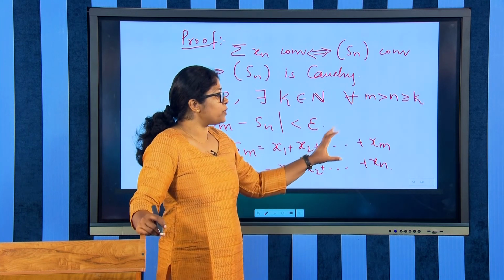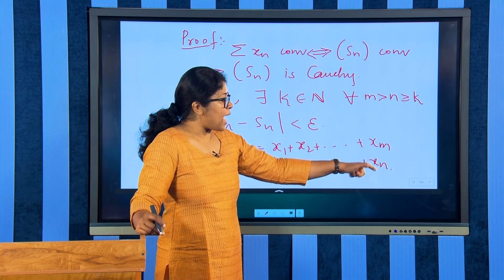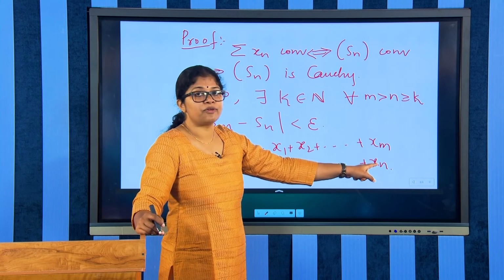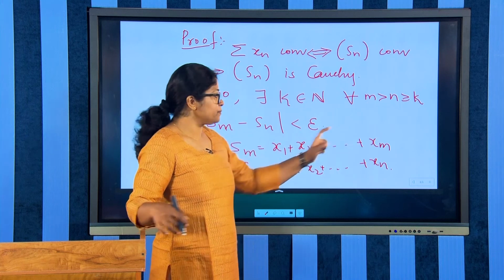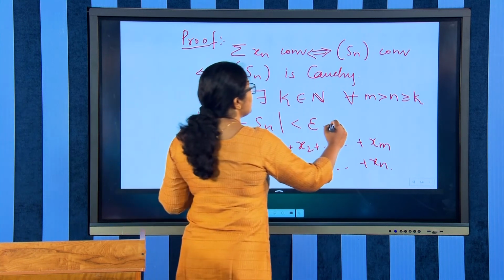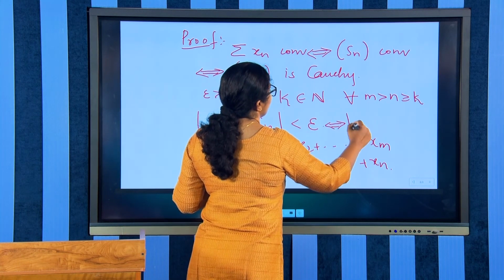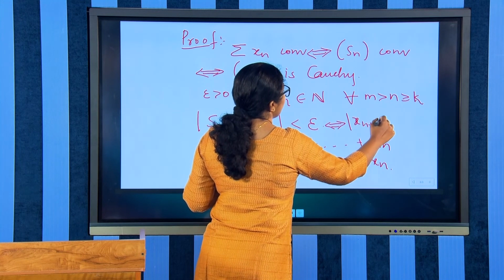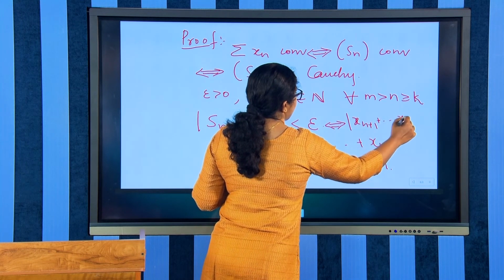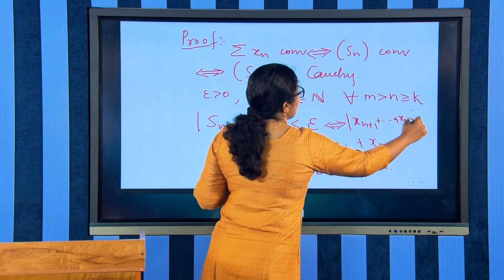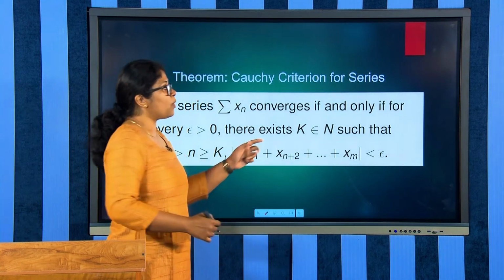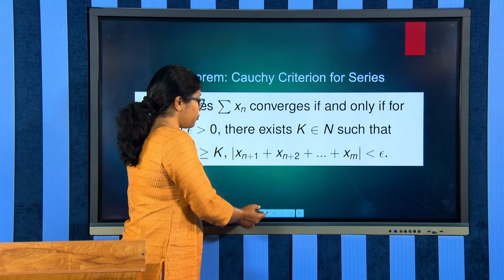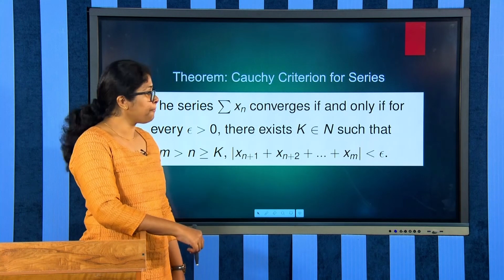So, the difference between these two will add up all the terms starting from xn plus 1 up to xm, and so this is equivalent to writing modulus of xn plus 1 up to xm is less than epsilon, which is exactly what is required in the Cauchy criterion for series.